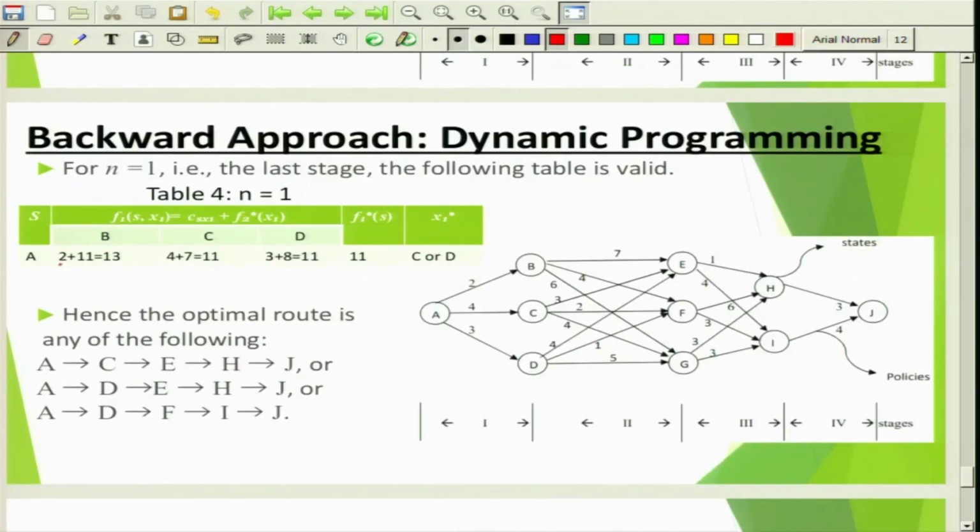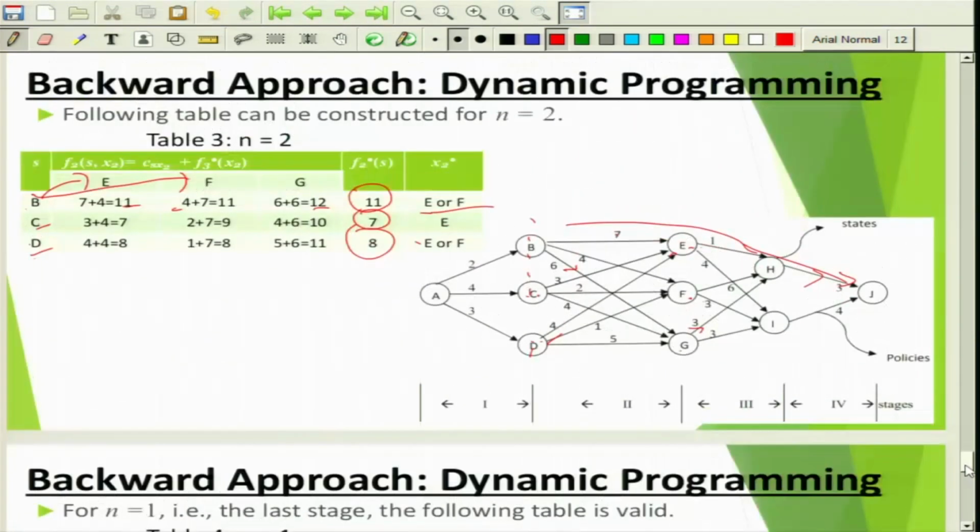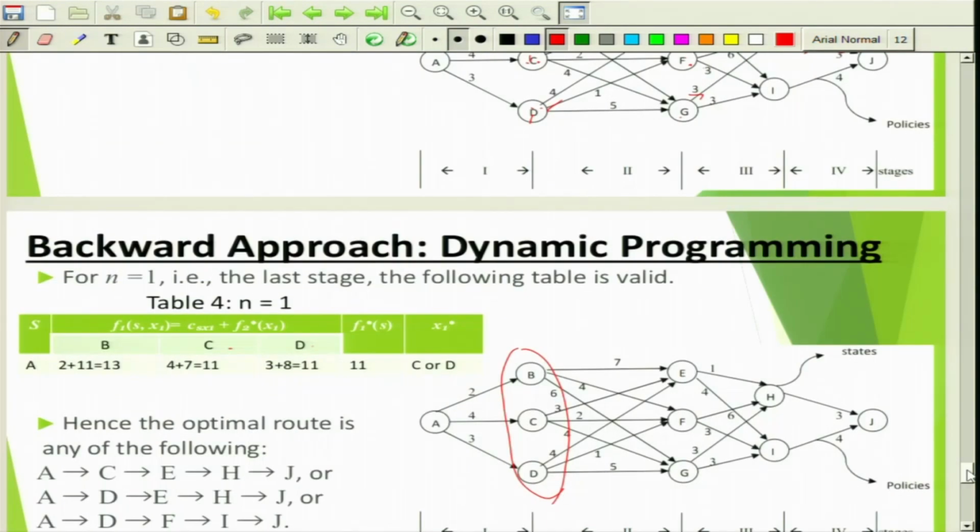Now you are starting from A, and the next states are B, C, D. Now A to B it's 2, right? A to B it's 2. From B onwards, what is the most minimal cost? E or F, but the cost is the same, which is 11. Now add 2 plus 11, which is 13.